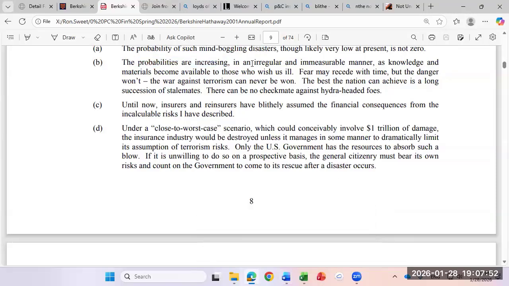He says they're increasing in an irregular and immeasurable manner. The advantage people that do these types of events have, as horrible as it is, is they have time. They can wait for us to get complacent again. They don't have to act 2 weeks later, 3 weeks later. They can wait 5, 10 years. So they do have the advantage of just knowing we're going to get complacent. So fear recedes with time, but you've never won on this. The best you can do is just a long-term stalemate.